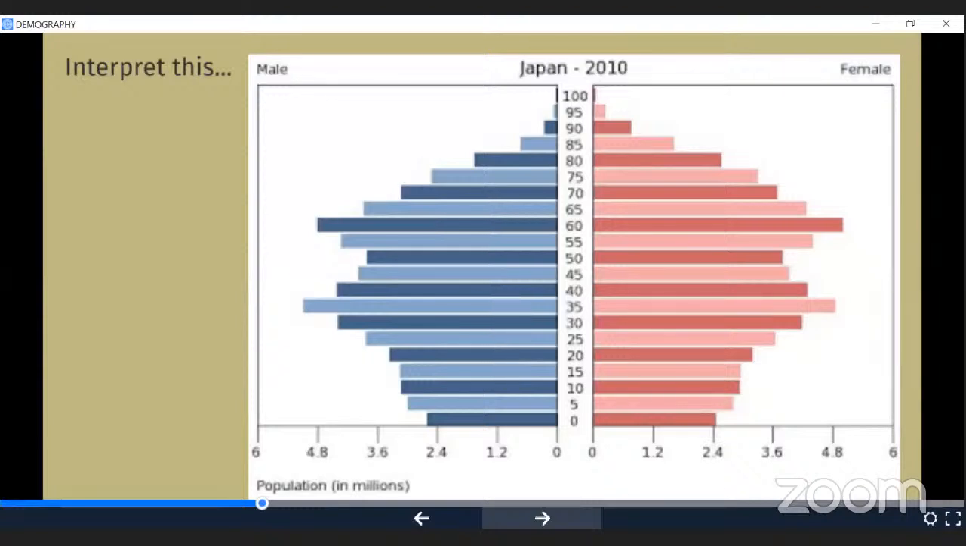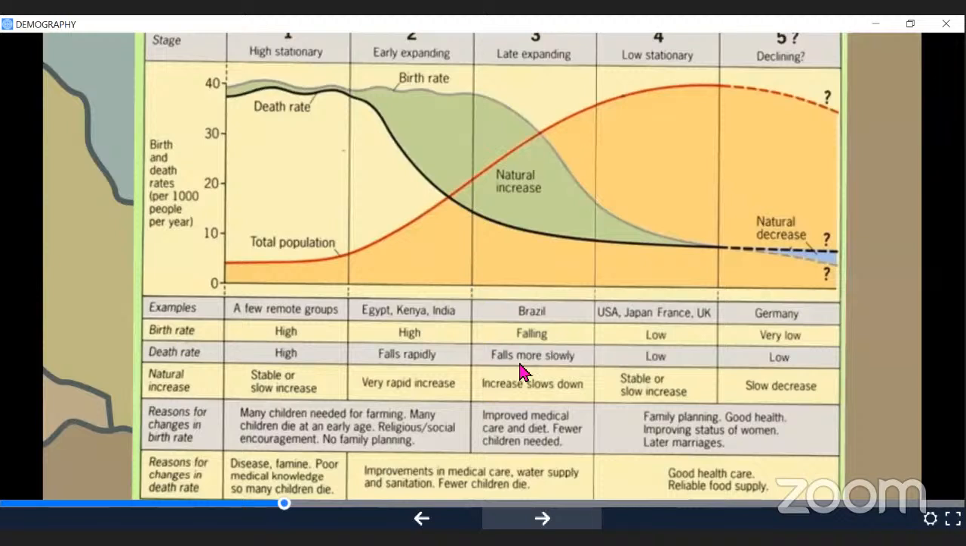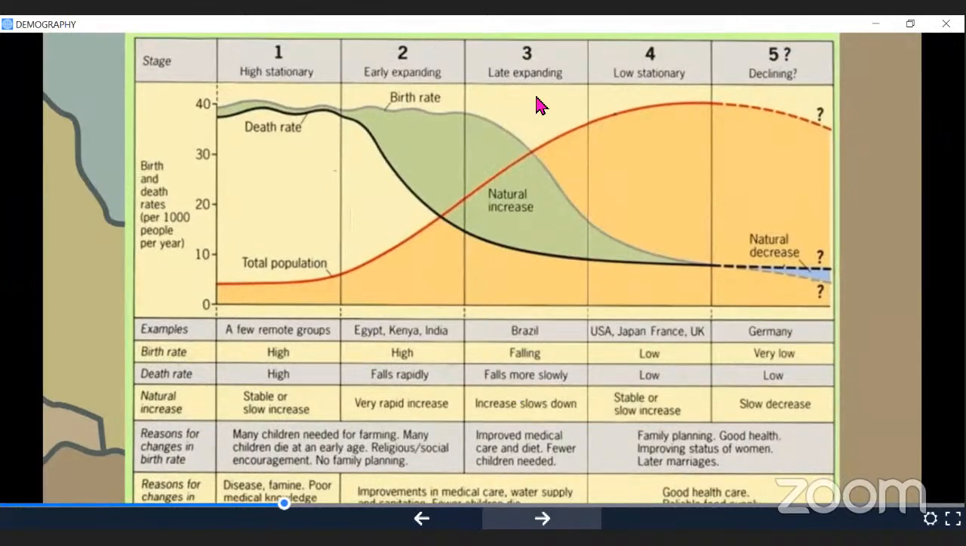You know that Japan often postpones giving birth and focuses on their career. So they have few births, they live longer, so they would have a ballooning age-sex pyramid, more of stage 3 to stage 4. Okay? So know how to interpret your age-sex pyramid.